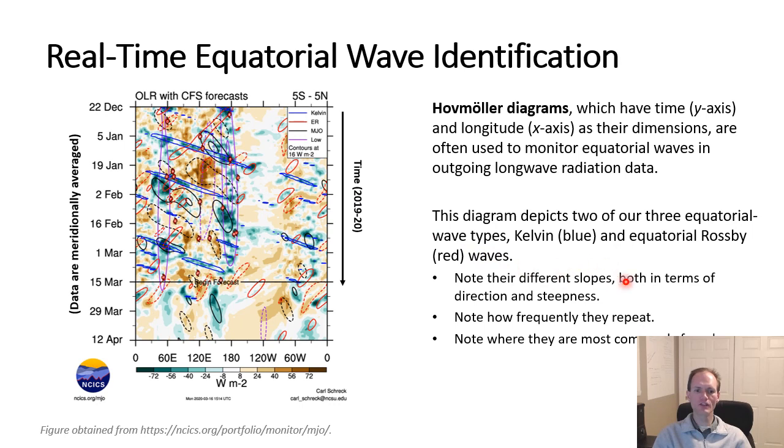So note these different slopes, both in terms of the direction that they slope, as well as their steepness. Note how frequently they repeat. The Kelvin waves are pretty periodic here, every 2 to 3 weeks, give or take, in terms of where they are repeating in a given location. Equatorial Rossby waves are a little bit more sporadic in terms of where they're repeating. They're most common here in the Eastern Hemisphere rather than the Western Hemisphere. The reasons for that are largely beyond the scope of the class that we were going to consider here.